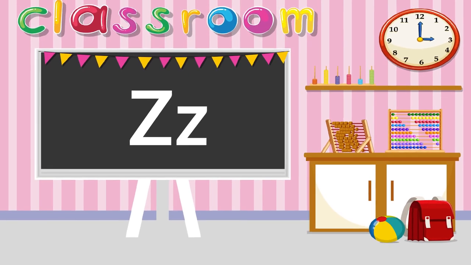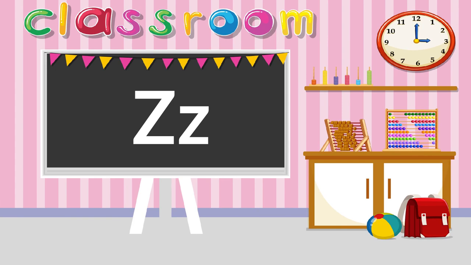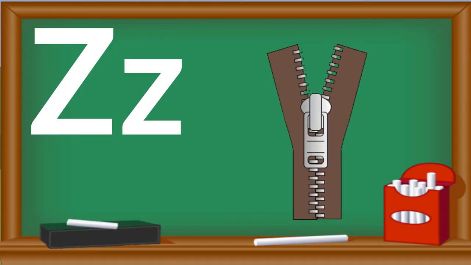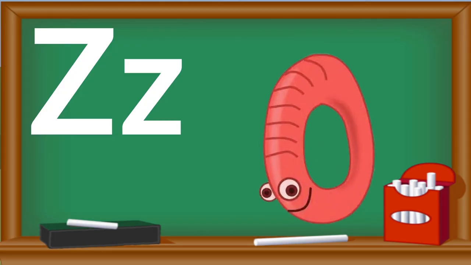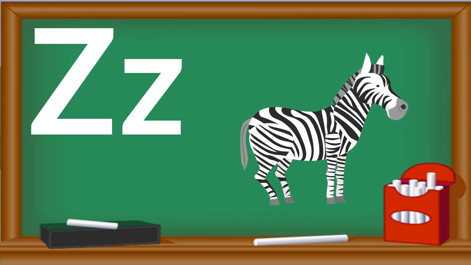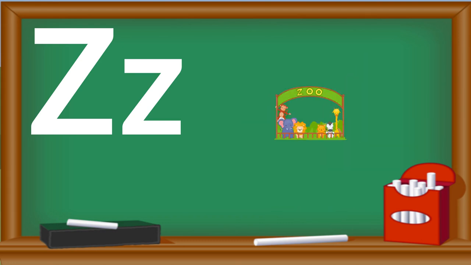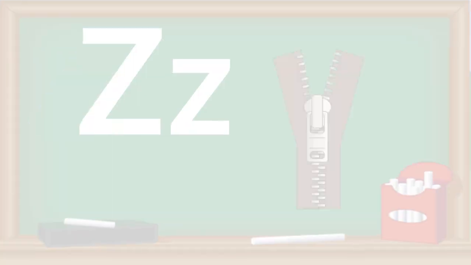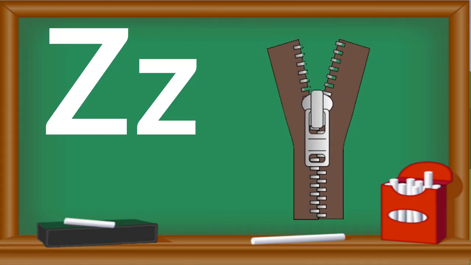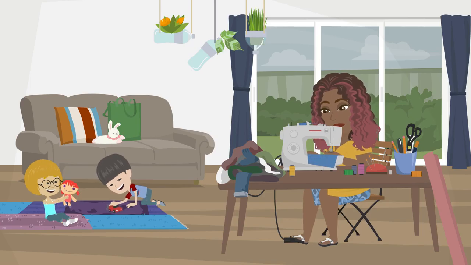Finally, Z is the last alphabet. Z for the zip and Z for zero. Z for the zebra of the zoo. Z stands for zip or zipper. So don't look for the stitch or clipper.